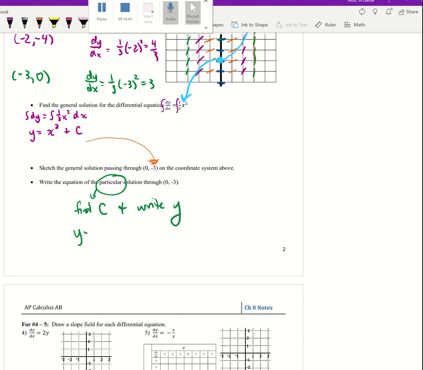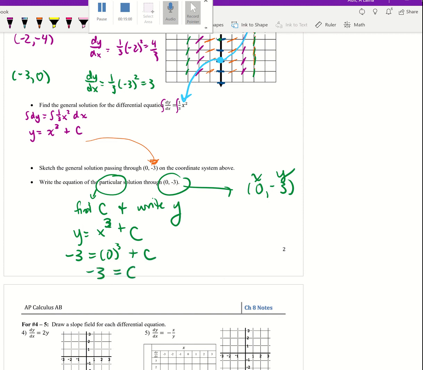So remember, y is equal to x cubed plus c, and I have this ordered pair (0, -3), in which 0 is an x value and negative 3 is a y value. I'm going to put the negative 3 in the y position and the 0 in the x position. And when I solve that, c is negative 3. And so my equation is y equals x cubed minus 3.